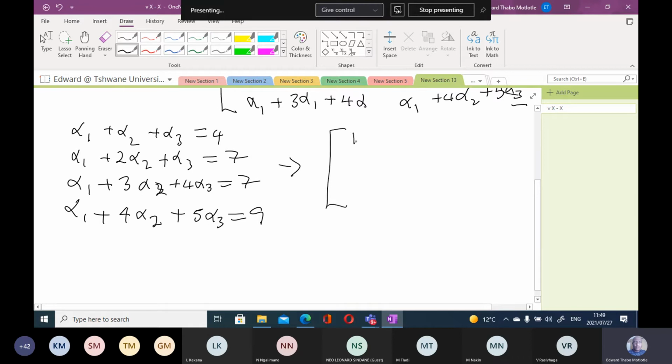Okay, now we can write this as an augmented matrix. So this is 1, 1, 1; 1, 2, 1; 1, 3, 4; 1, 4, 5. And this is 4, 7, 7, 9. Again, you'll use Gaussian elimination to simplify this matrix.